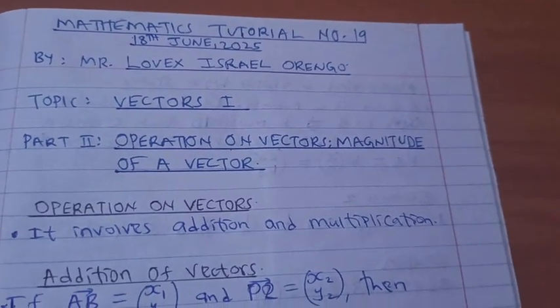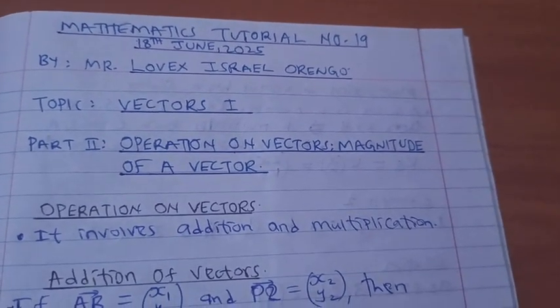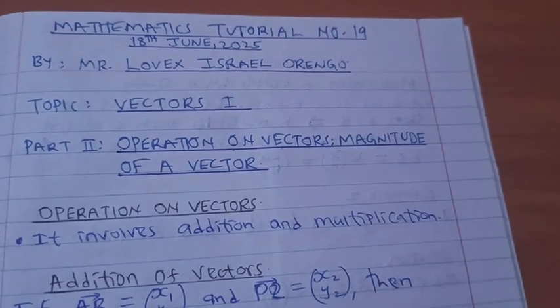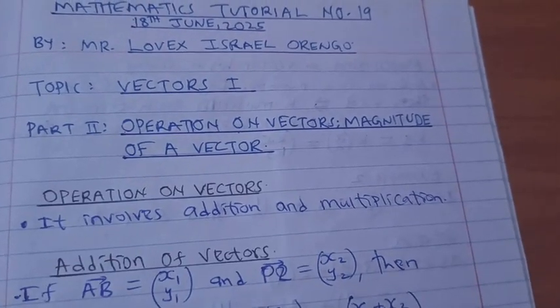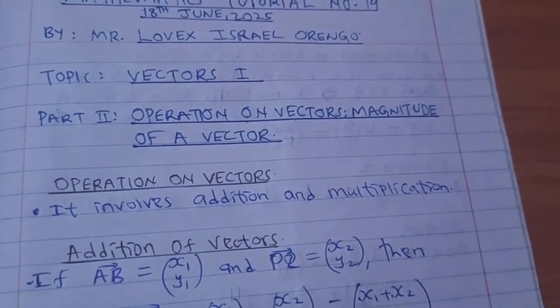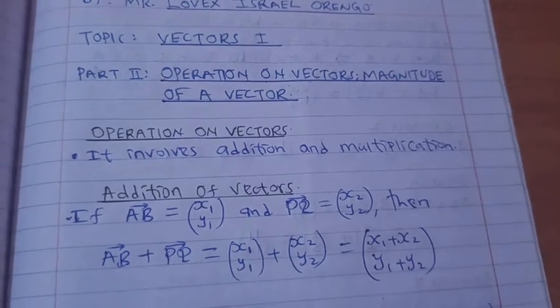In Part 1, I talked about the column vector in two dimensions and the representation of a vector. In this section, I'm going to talk about operations on vectors and the magnitude of a vector in two dimensions.